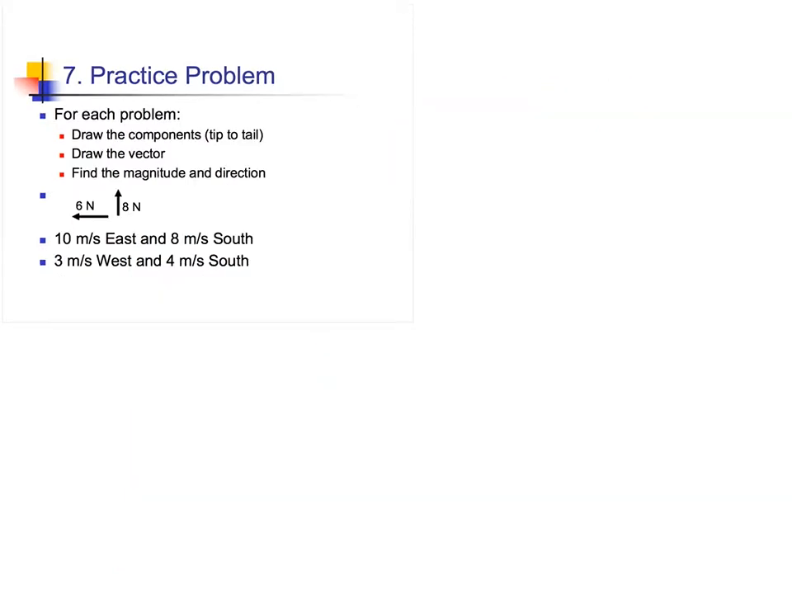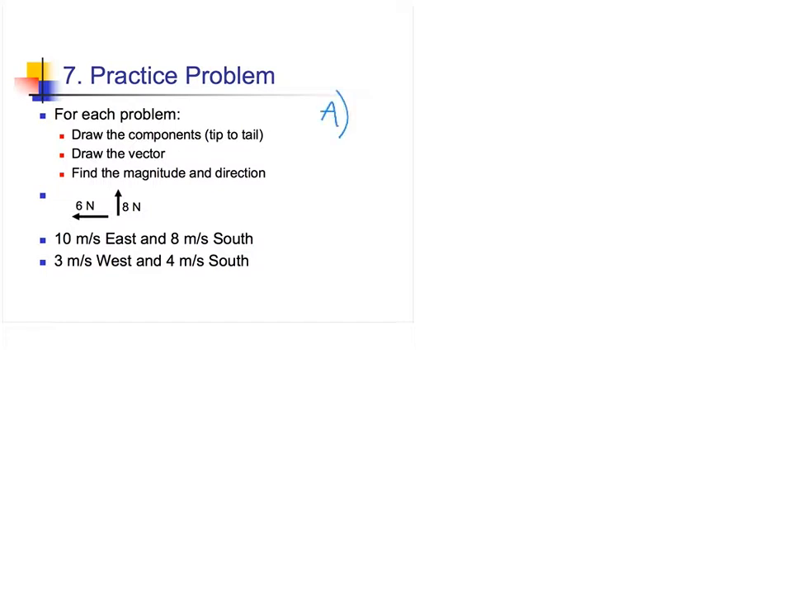For this next one, we're going to go backwards now. So rather than finding the components based off of the magnitude and direction, we're going to find the magnitude and direction based off of the components. So we're first going to draw our two components, draw them tip to tail to put them back together. All right, and then we're going to draw the overall vector. And from there, we can find the magnitude and direction.